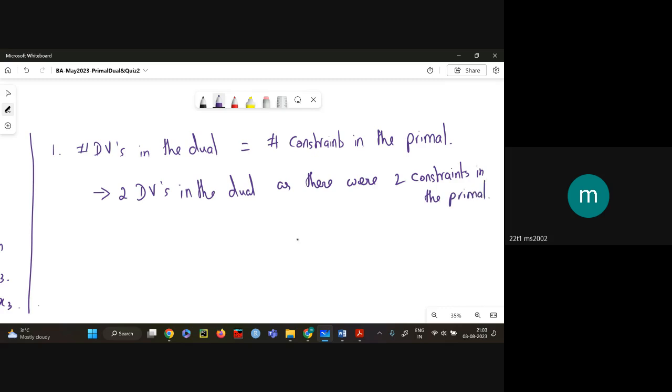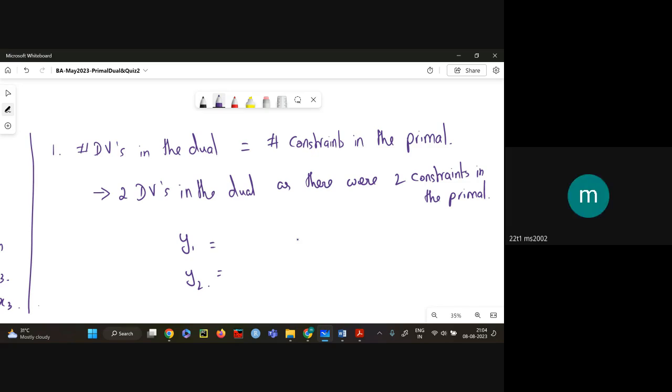And what are those decision variables? Let's call them y1 and y2. What would those represent? In the previous one, we said x1 represents the number of cars produced, x2 will represent the number of dogs produced. In the dual, what is the actual meaning of that? It's going to be in terms of resources. So what does y1 mean? What would be the interpretation of y1?